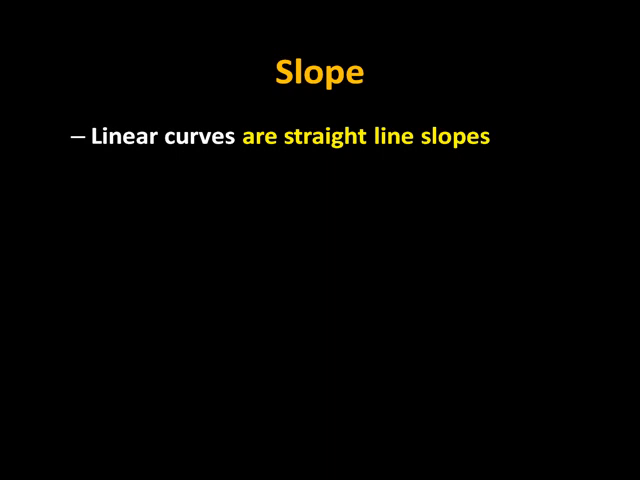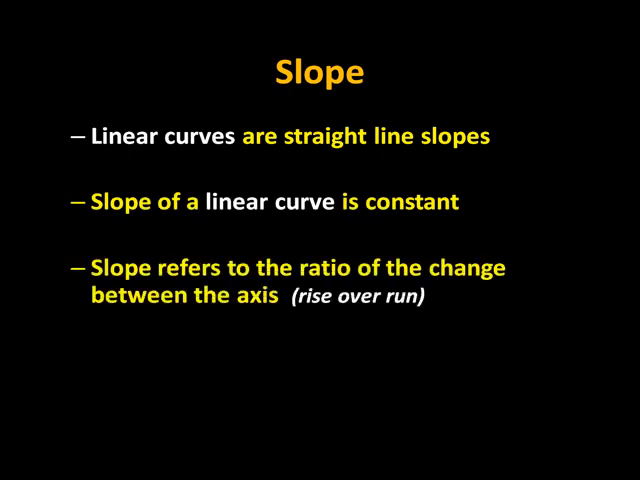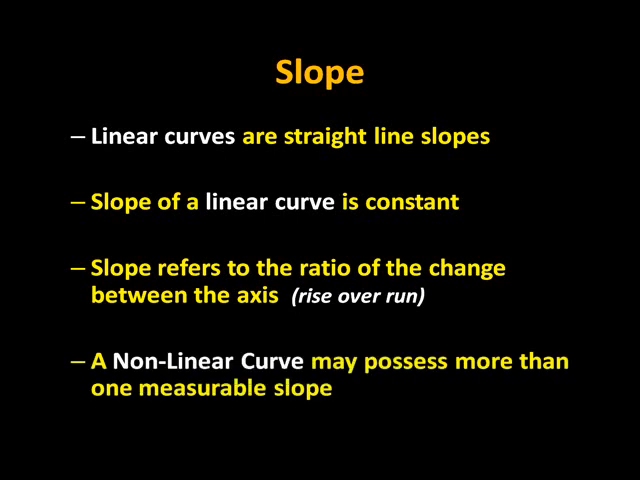Linear curves are straight line slopes. The slope of a linear curve is constant. The slope refers to the ratio of change between the axes, and you've probably heard the term rise over run. A nonlinear curve may possess more than one measurable slope. One thing I don't have in this PowerPoint is an image of a nonlinear curve, but you can go over to page 16 in your textbook. At the bottom of the page, Figure 1.5 demonstrates calculating slope, because there will be more than one measurable slope in a nonlinear curve.